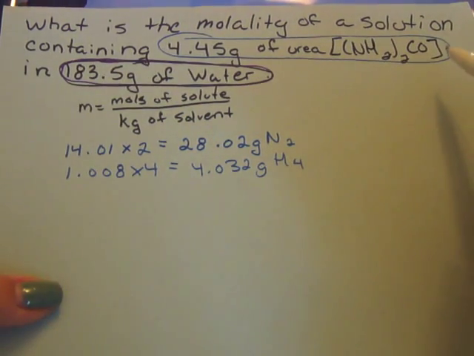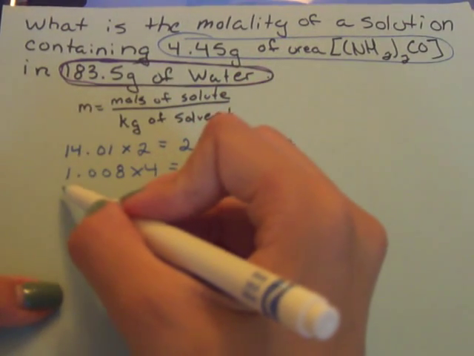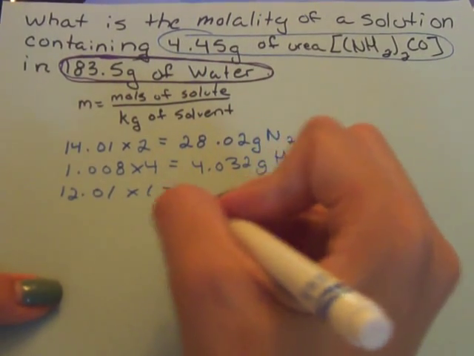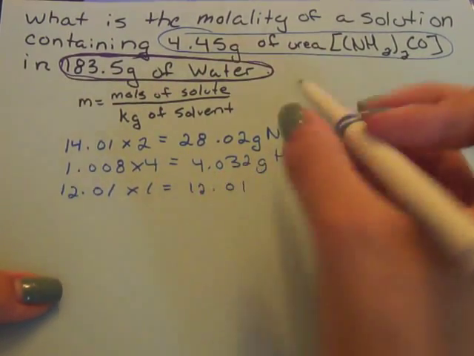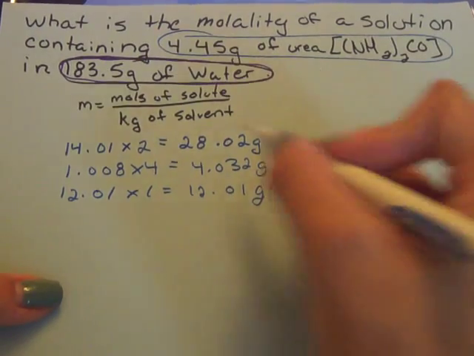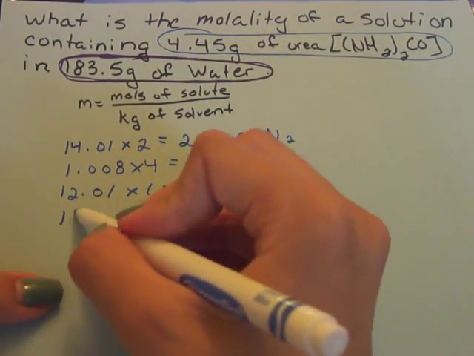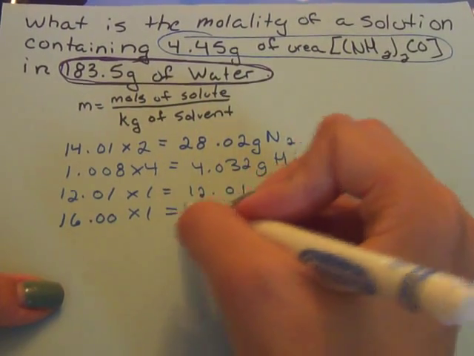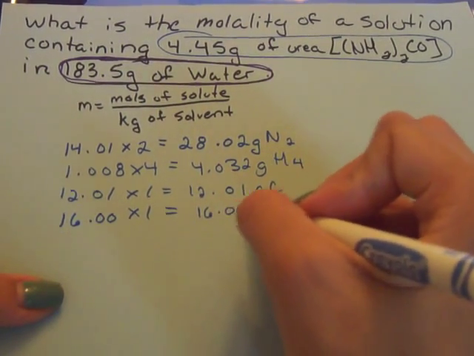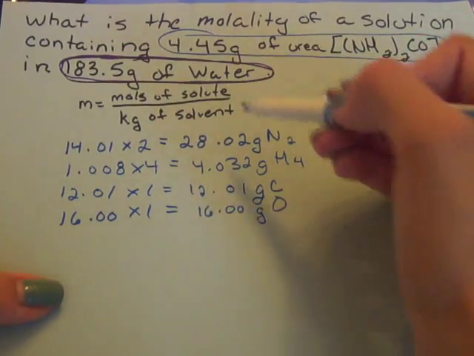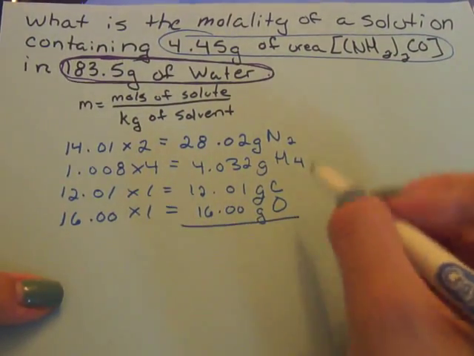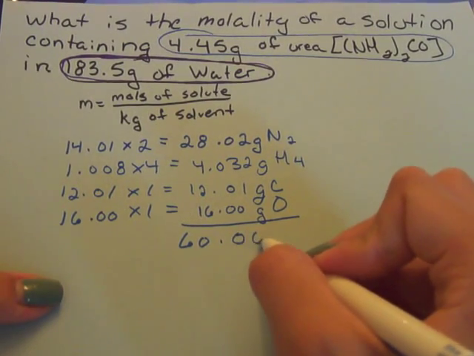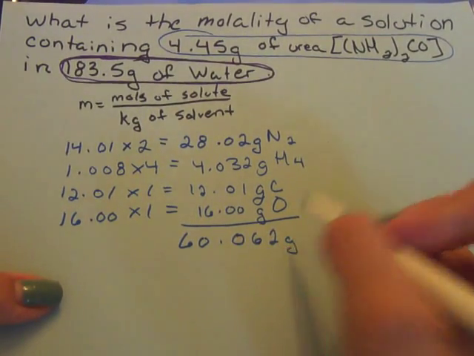And then we're going to need to find carbon, and carbon is 12.01. And then also oxygen. Oxygen is 16 grams, and it's just one of them. And so after adding all of these up, we get 60.062 grams in total.